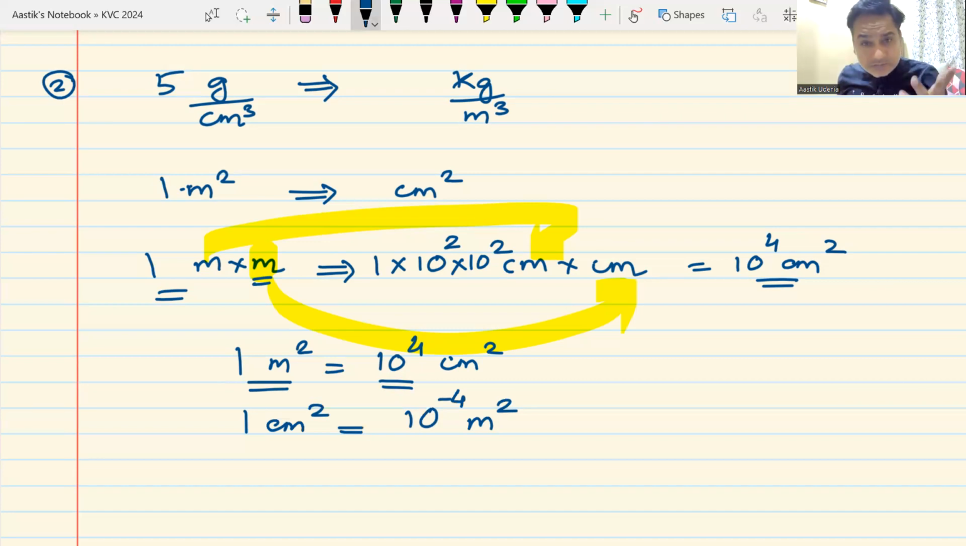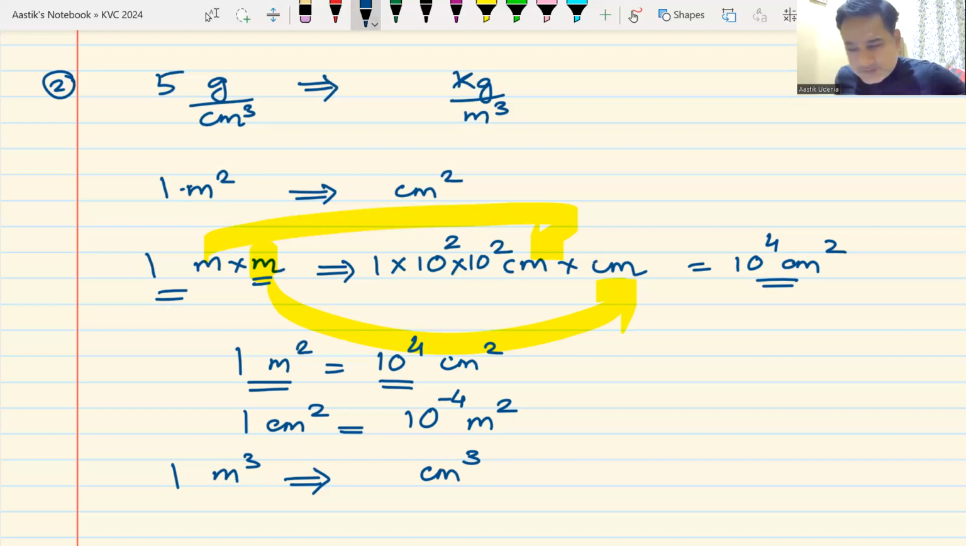Okay. Now let us take one more step. Can you now convert 1 meter cube into centimeter cube on similar lines? Remember, meter cube is the SI unit of volume. Centimeter cube is the CGS unit of volume. Can you now do this for me?